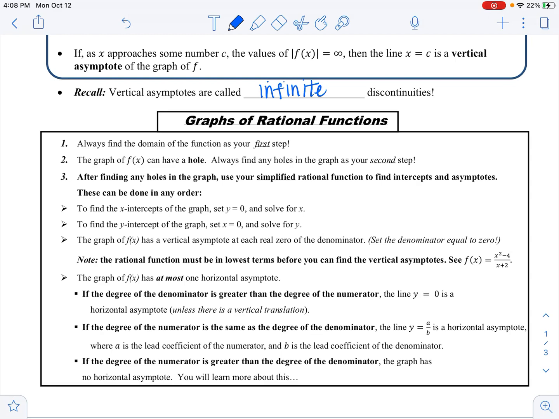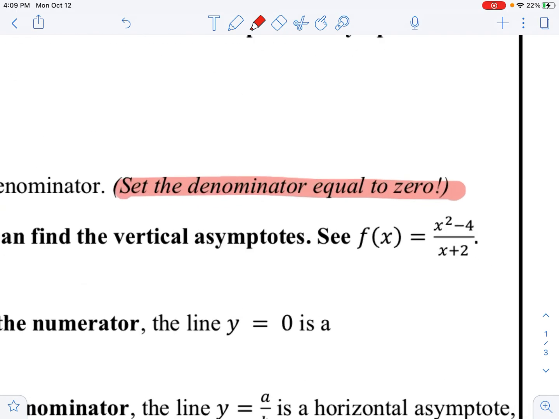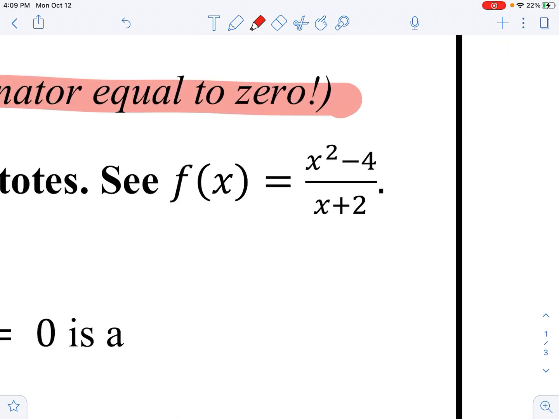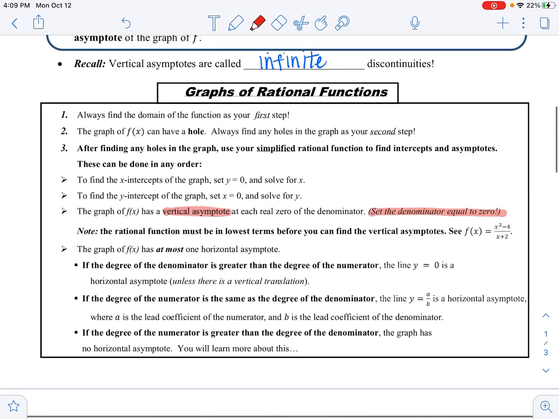For vertical asymptotes, the graph of f of x has a vertical asymptote at each real zero of the denominator. So what we're going to do to find vertical asymptotes is set the denominator equal to 0 and solve, because that's what x cannot be. Note, the rational function must be in lowest terms before you can find the vertical asymptote. Meaning, since this is not simplified and factored, we can't just say that there's a vertical asymptote at x equals -2, because there's actually a hole at -2 comma something.